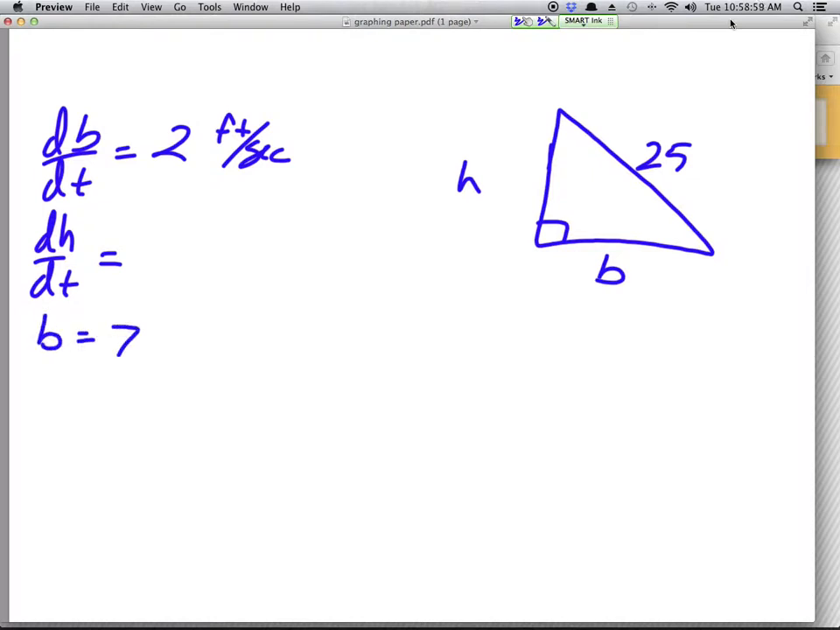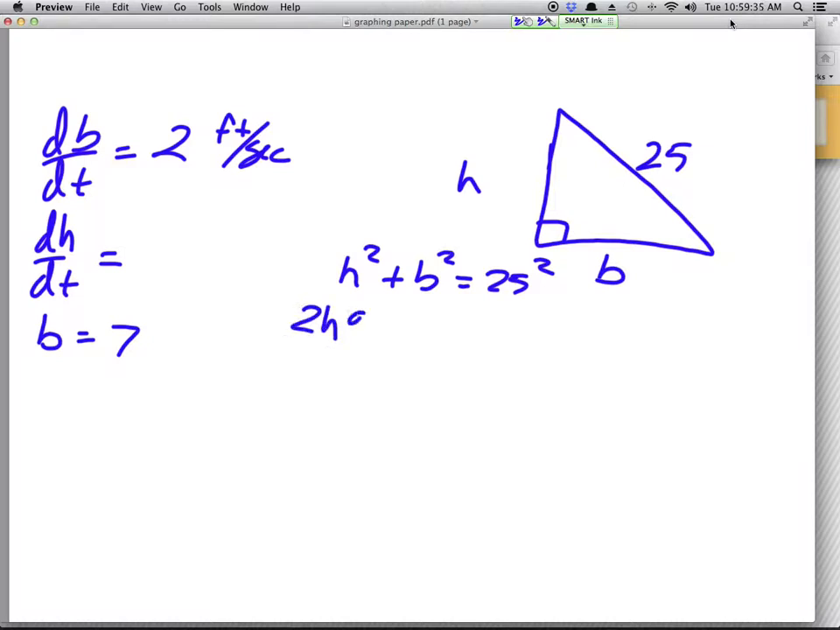Now that I have the information, what do I need? I need a formula. If I'm looking at that triangle, what formula comes to mind? We're only dealing with sides, so I need a formula that only deals with sides, which would be the Pythagorean theorem. So I get h squared plus b squared equals 25 squared. Now what do I want to do? Take the derivative.